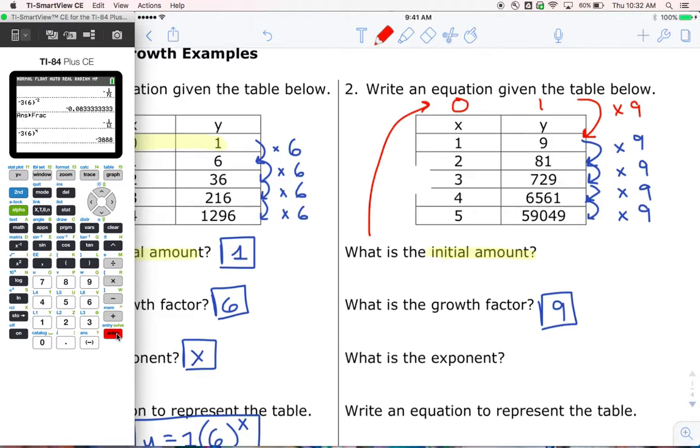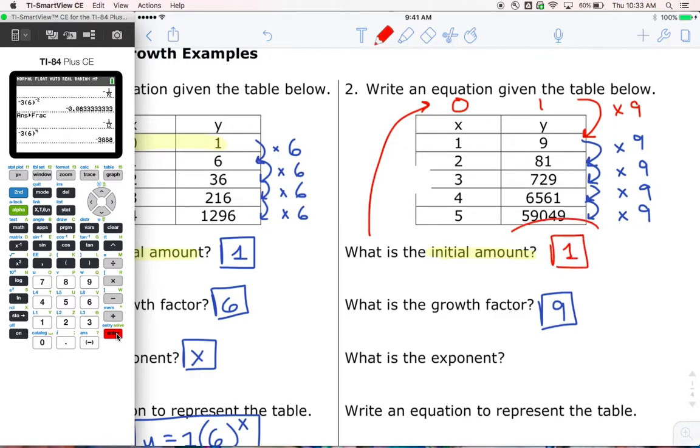Another way we can think about it is, what if we move up the table? If we look at it like this, then we can think of that as dividing, right? Divide by 9, divide by 9, divide by 9, divide by 9, divide by 9, and we end up with that 1. So just as long as you understand the relationship in the table, you should be able to figure out a number right above or even right below. So my initial amount is 1.